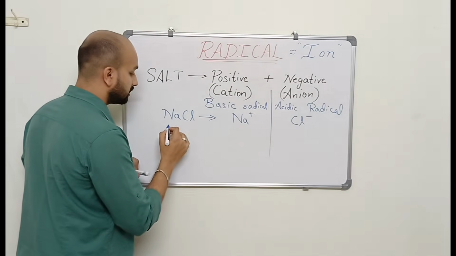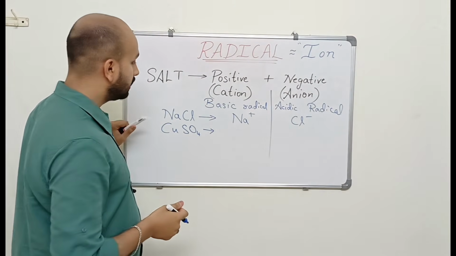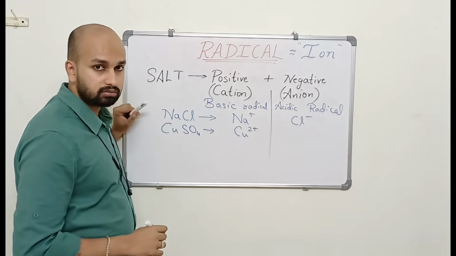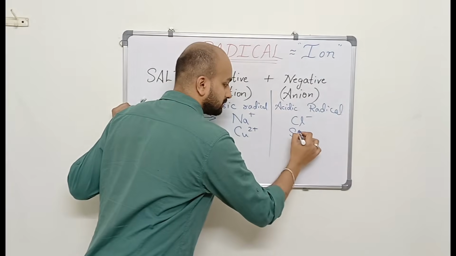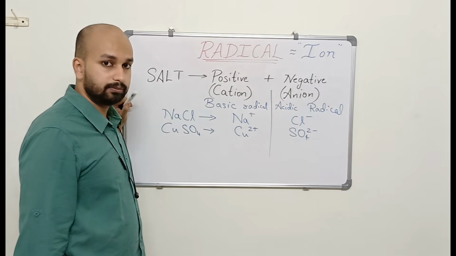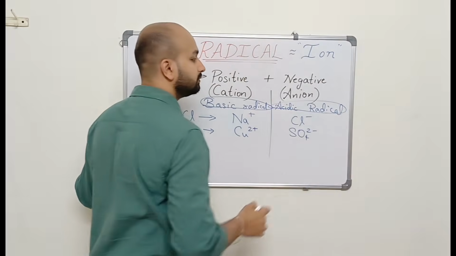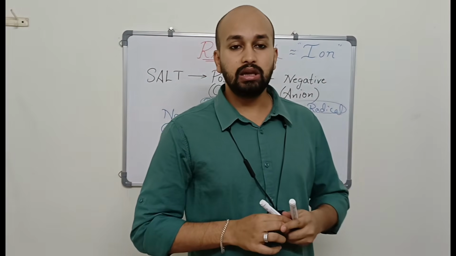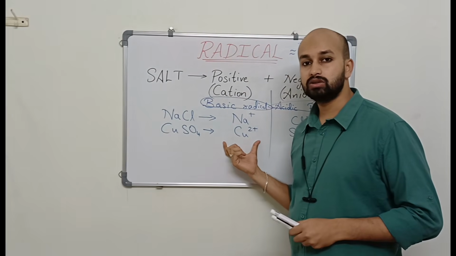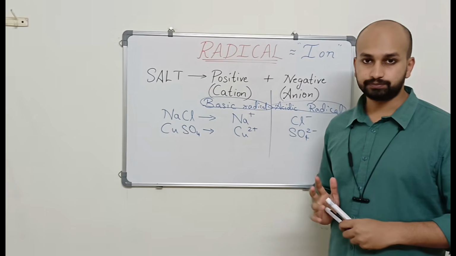Another example, let me give you one: copper sulfate, a blue colored crystalline salt. When you split this, you are going to get Cu2+ as the cation, which is a basic radical, and SO4 2- as the anion, which is acidic radical. So why do we call it basic radical or acidic radical? Because they are derived or obtained from a base. Basic radicals are generally obtained from a base. Acidic radicals are generally obtained from an acid.